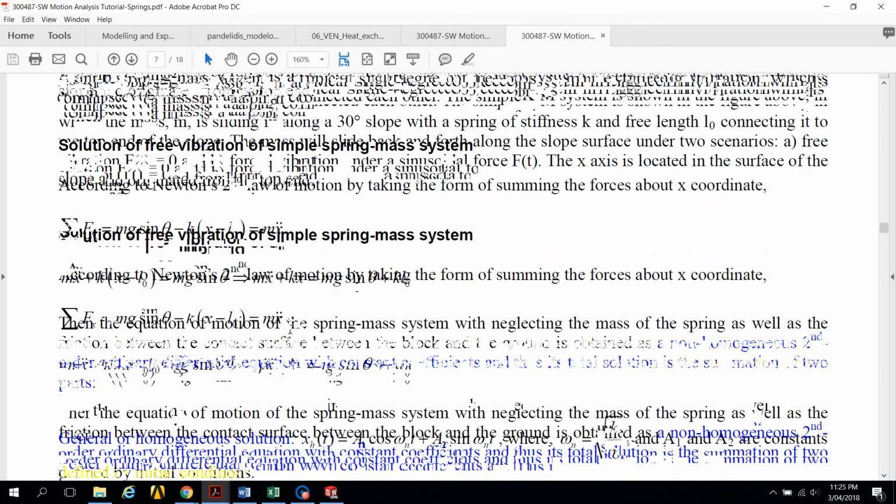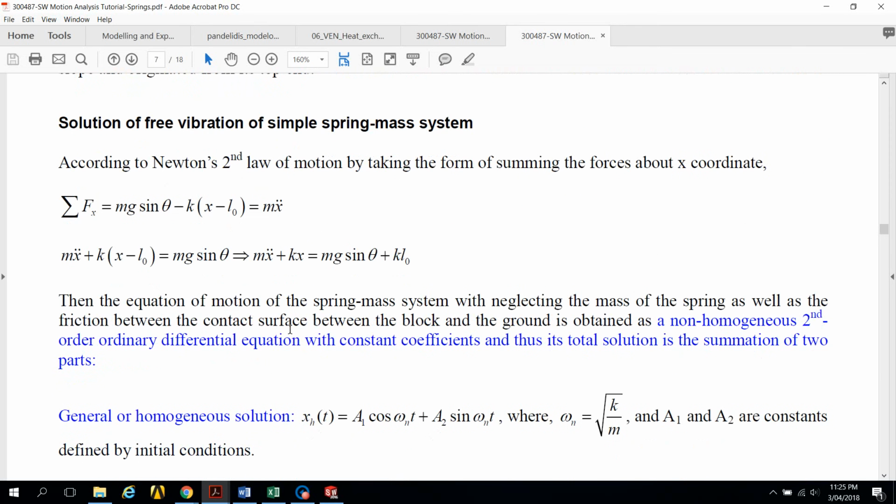So the solution of free vibration of a simple spring mass system, according to the second law of motion, by taking the form of summing of the forces about the x coordinate, is sigma Fx equal to mg sine theta minus k multiplied by (x minus L0), the distance we are going to have minus the original length.